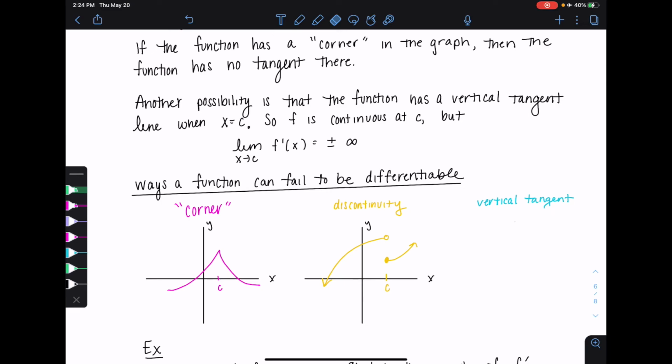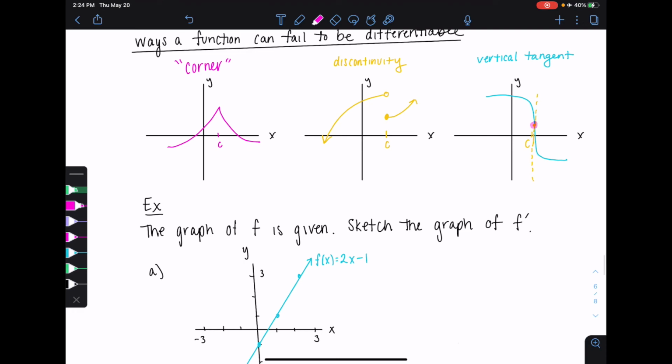And the third is the hardest one to really visualize. It's a vertical tangent. So the idea is if I were to find the tangent line at this point, it is a vertical line. So the slope is infinite. It's undefined. So the derivative is undefined. Okay?